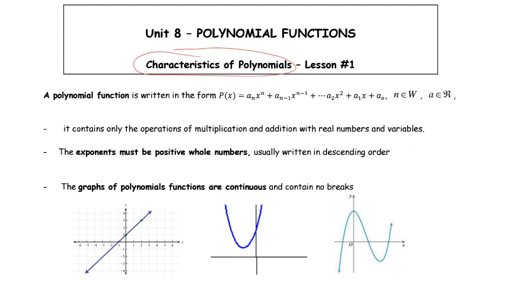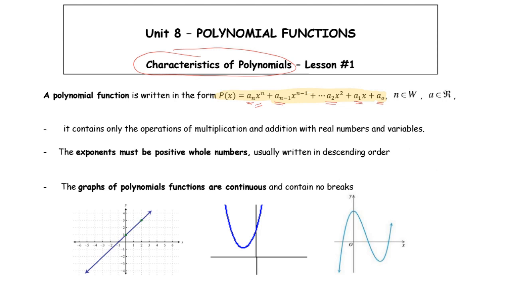So a polynomial function, okay, is one that can be written like this right here. I know that looks pretty complicated, but let me just break this down for you. What we've got here is a whole bunch of a sub n's, and these are just numbers. The reason we've got little subscripts with them is so that you can connect them to the term that they belong to. So a sub n belongs to the term that has x to the power of n. A sub n minus 1, okay?